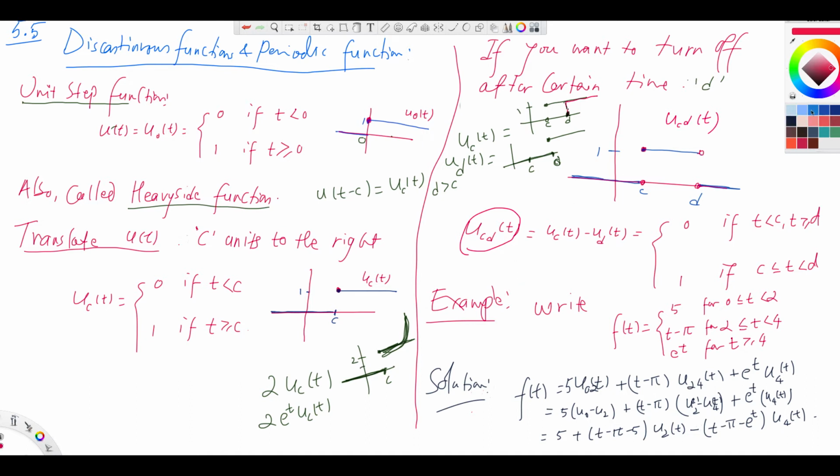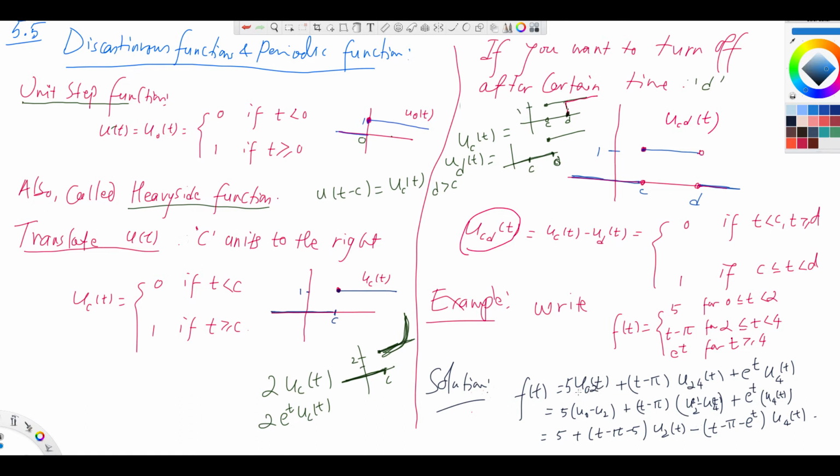Let us see one example here. What I want to do in the example is write this function: f(t) equals 5 between 0 and 2, t minus pi between 2 and 4, and e to the t for t greater than 4. So how do I do that? It says between 0 and 2. What is the notation for between c and d? We do ucd. Similar to that, I'm writing 5 times u0t, because u0t implies 1 between 0 and t and 0 everywhere.